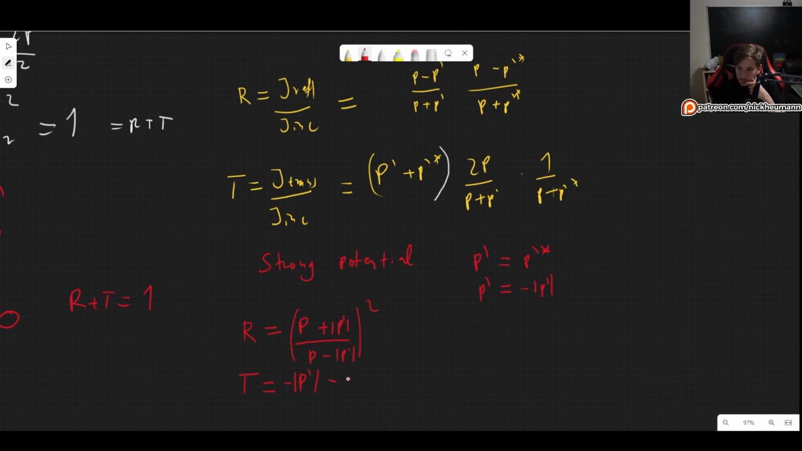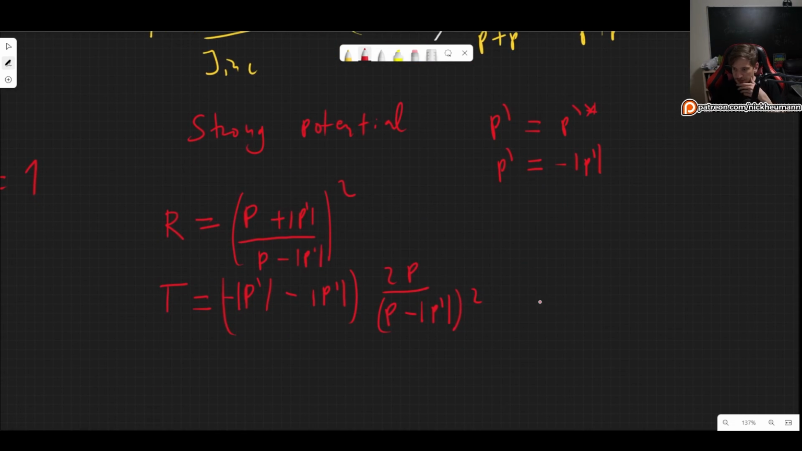of P prime, minus the absolute value of P prime. And then we have 2P divided by P minus the absolute value of P prime, and times the same thing. So this thing will be squared as well. Okay, so this is going to be minus, this is 2 times the absolute value of P prime, so we get minus 4 P absolute value of P prime divided by P minus P prime squared.